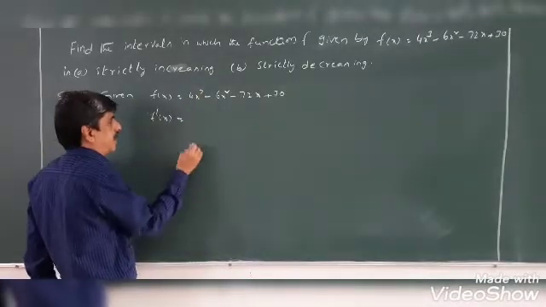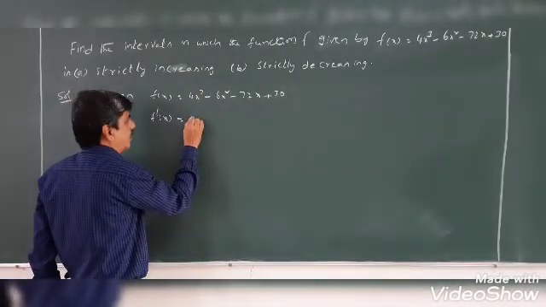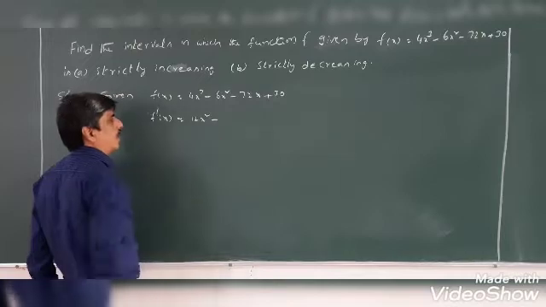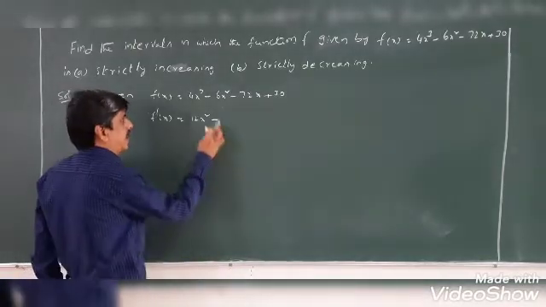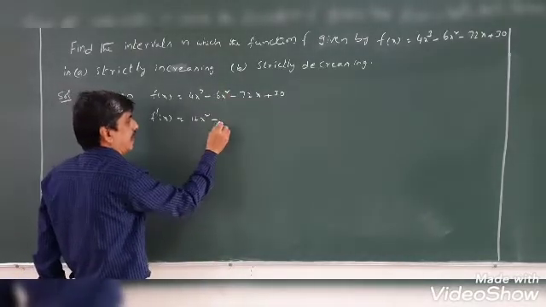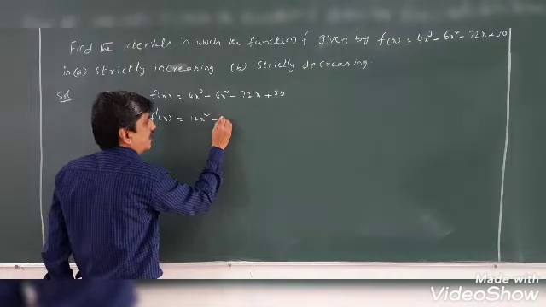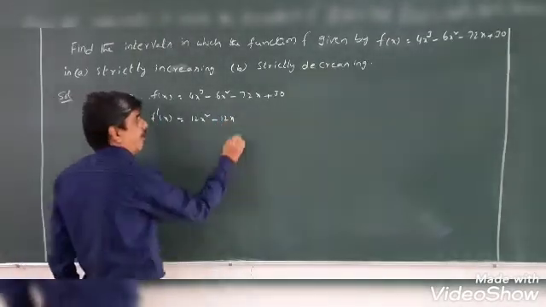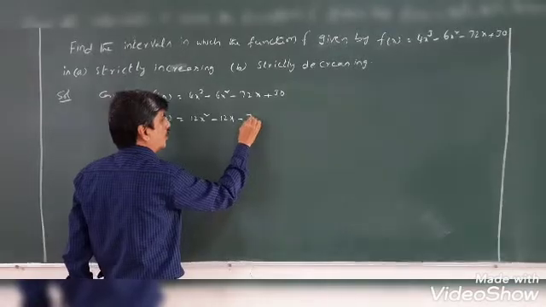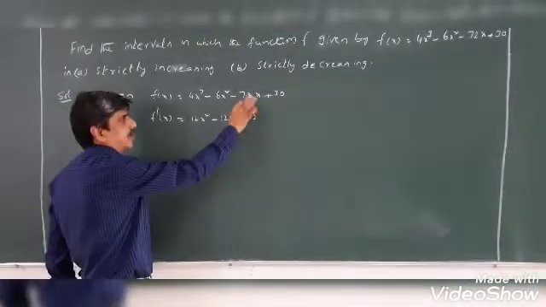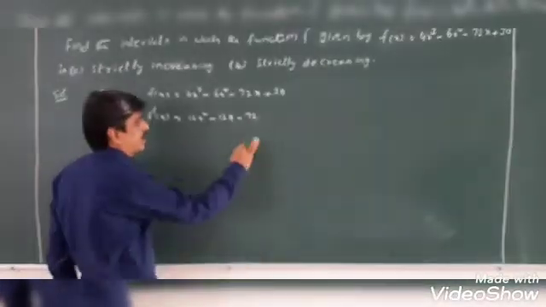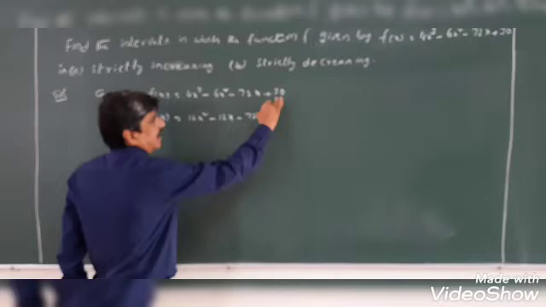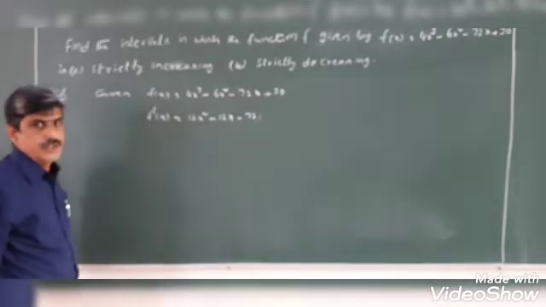4x cube derivative is 3x square. 4 into 3x square means 12x square. Minus 6 into x square derivative is 2x. 6 into 2x is 12x. Minus 72 into x derivative is 1. 72 into 1 is 72. Plus derivative of constant 0.